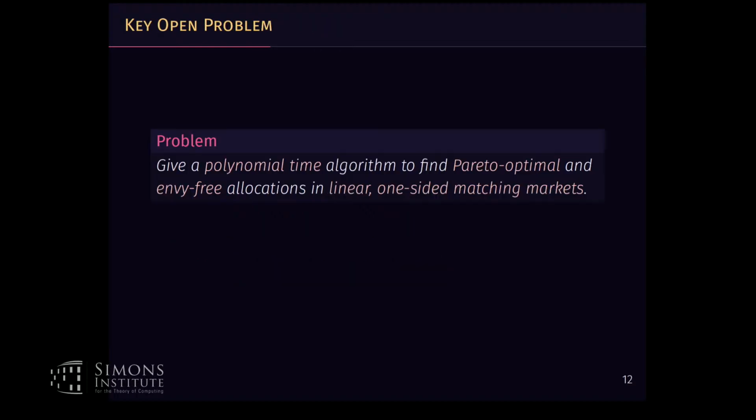So the HZ solution tells us that there are solutions which are envy-free and Pareto optimal, but we don't know of any way to compute such solutions. So there's a major open problem in cardinal matching markets, which is to give a polynomial time algorithm which finds Pareto optimal and envy-free allocations in this very simple linear one-sided matching market setting. Or indeed, to show that this is hard. Both of these are quite interesting.